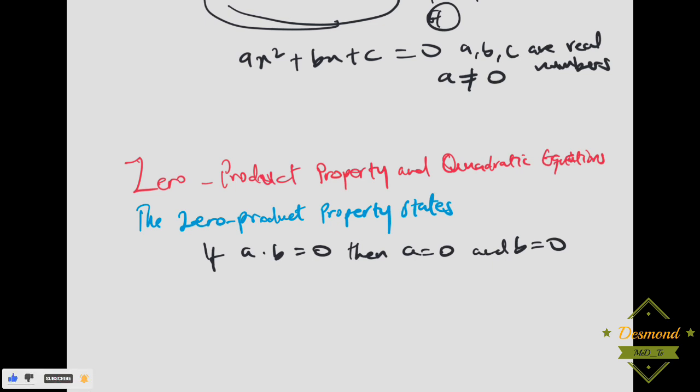So a quadratic equation is just an equation containing a second degree polynomial. For example, what we just stated, ax squared plus bx plus c equal to 0, where a, b, and c are all real numbers, and remember that a can never be equal to 0, which is the standard form.